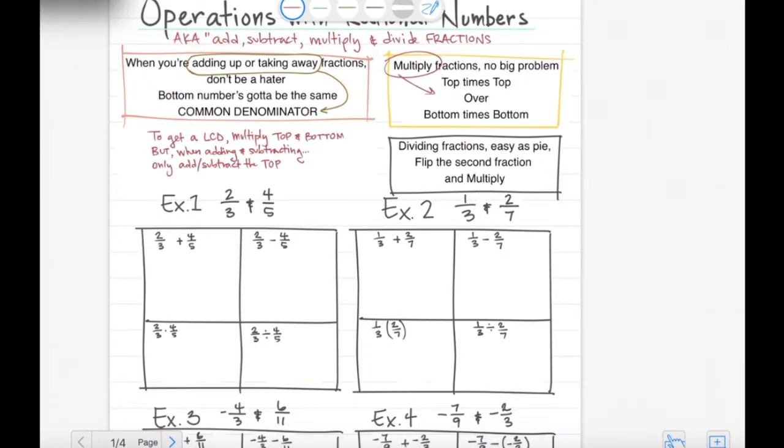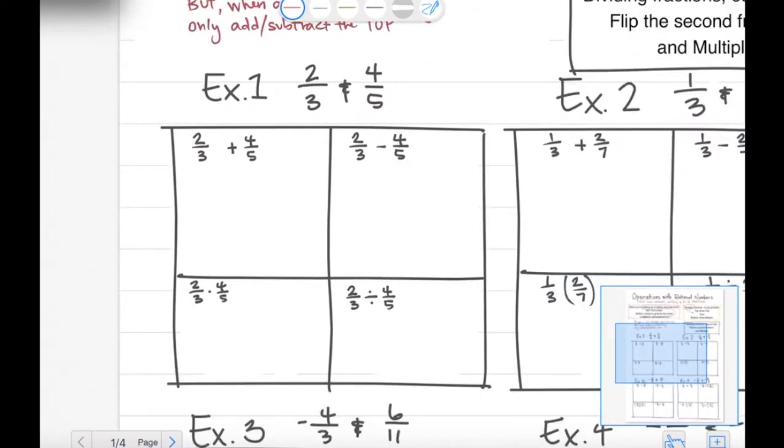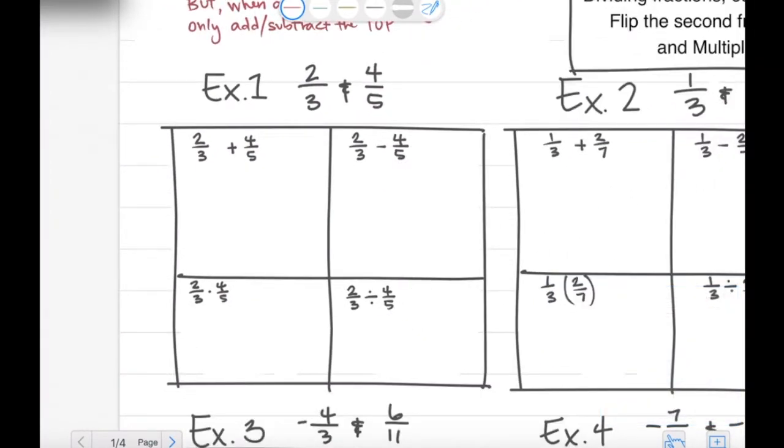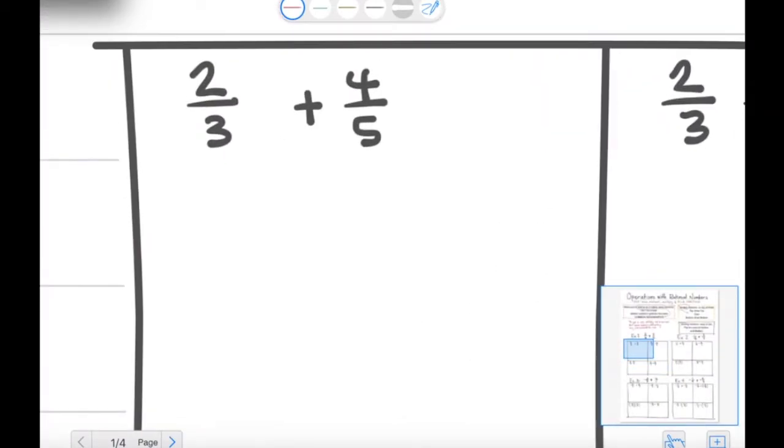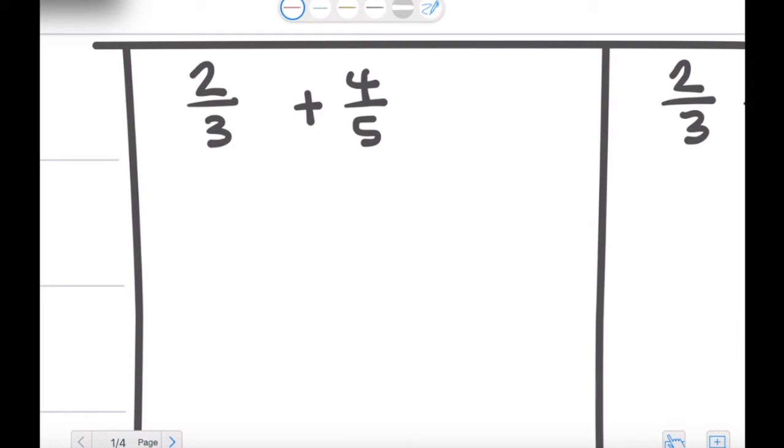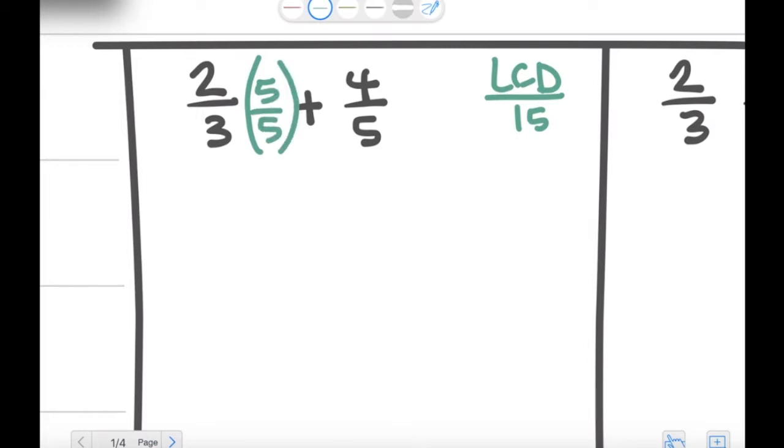So let's do some examples. We're going to do all four operations with the same fractions so that you can see the difference in the procedures for these. So here we're going to add up the two fractions. So don't be a hater. We got to get a common denominator. Here my least common denominator is going to be 15. So I'm going to multiply 2/3 times 5 over 5. This is where I'm saying when you get a common denominator, you have to multiply the top and the bottom by the number that gets you the common denominator. So for the second fraction, we're going to multiply times 3 over 3.